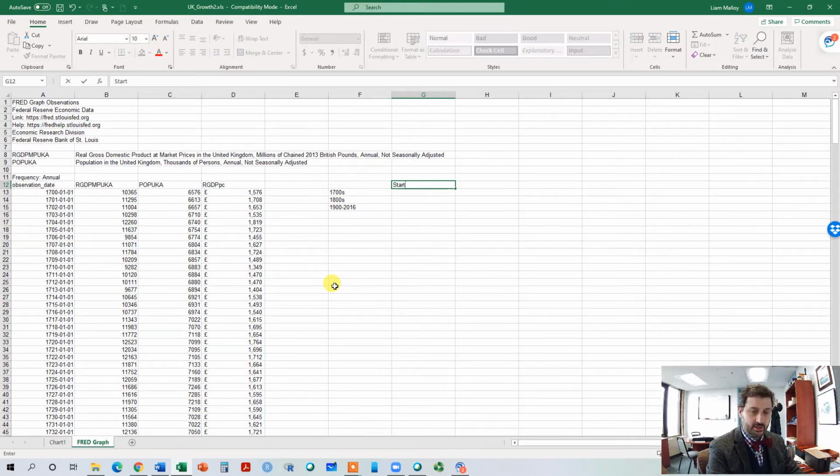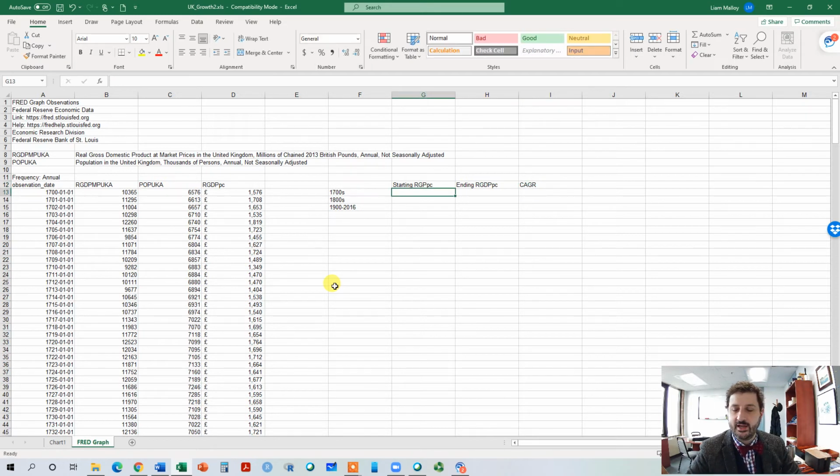So we'll have starting real GDP per capita, ending real GDP per capita, and then the compound annual growth rate. So the CAGR, or compound annual growth rate, is the average growth rate as if we went smoothly from our starting number to our ending number. And what it does is it really shows the power of compound annual growth.